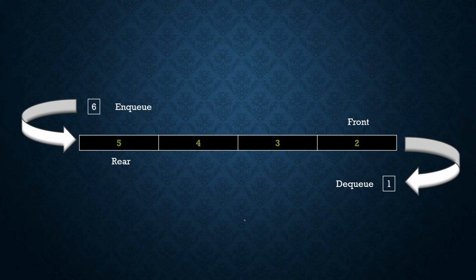Here is a queue. This is the rear point and this is the front. We insert data from here and we delete data from here. We want to insert data 6 at this point. This operation is called enqueue, and we want to delete data at this point. This operation is called dequeue.